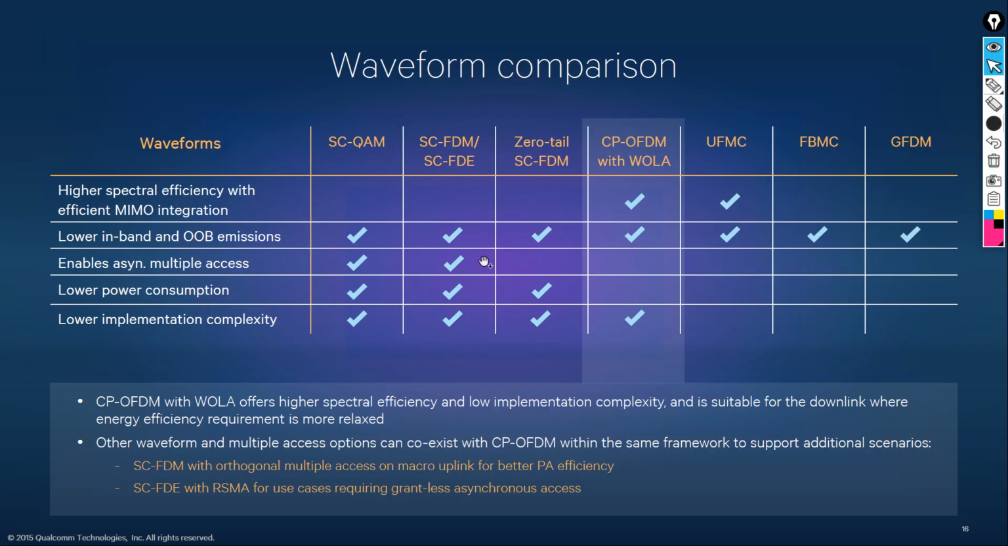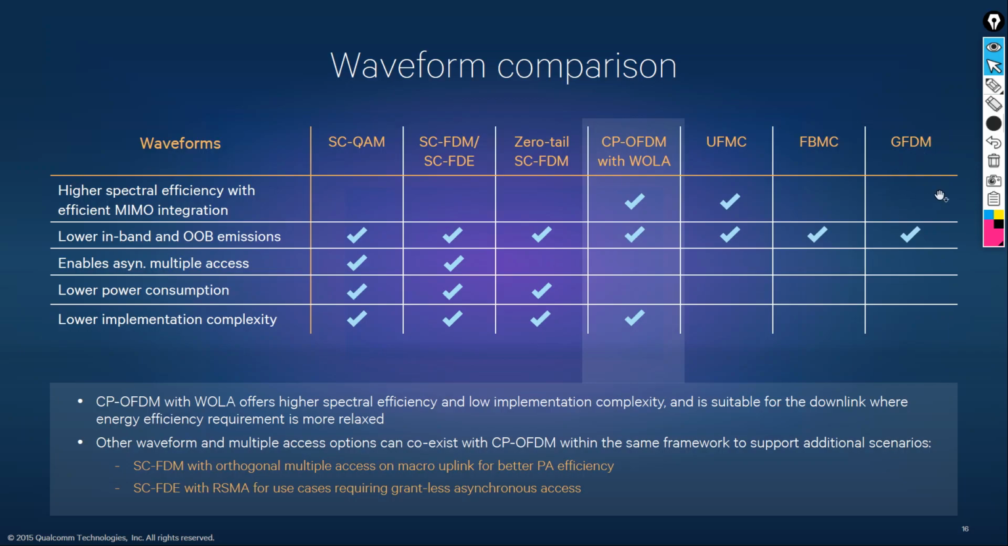Single carrier FDMA, good in all except spectral efficiency. Zero tail, good in all except in synchronization and spectral efficiency. CB-OFDM, good in all, but it's not power efficient, because of peak to average power ratio, and also has a synchronization issue.